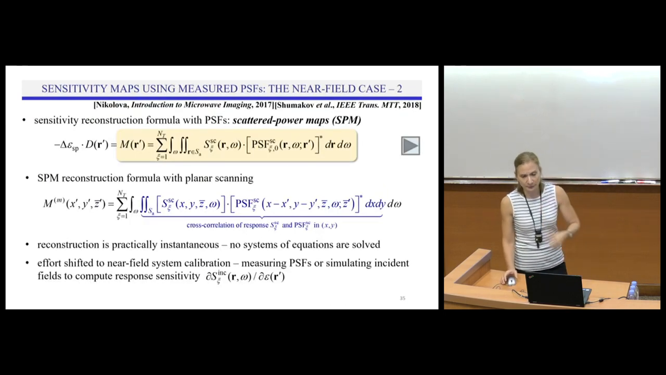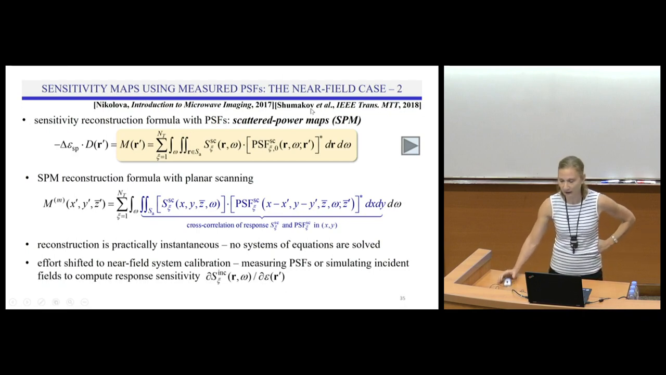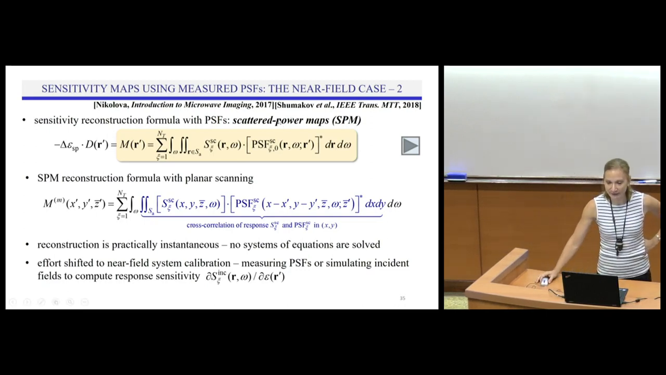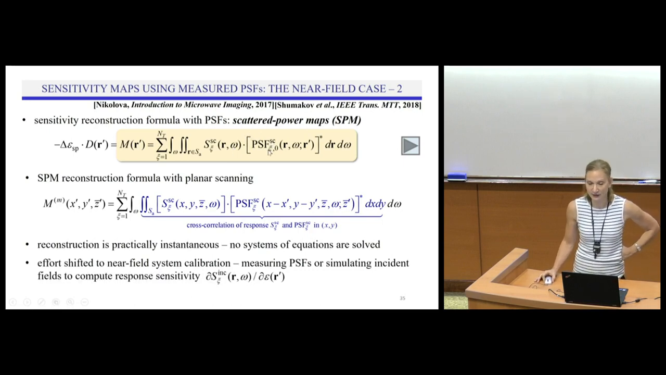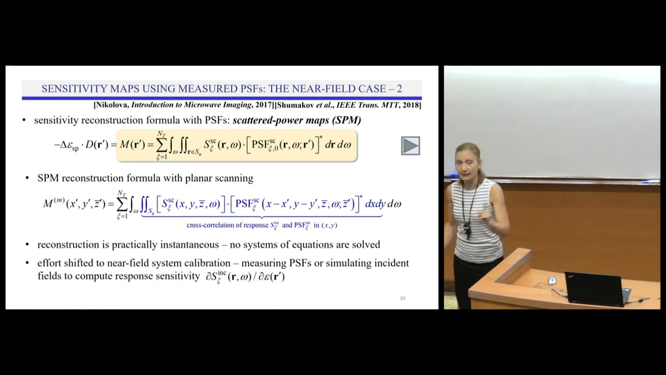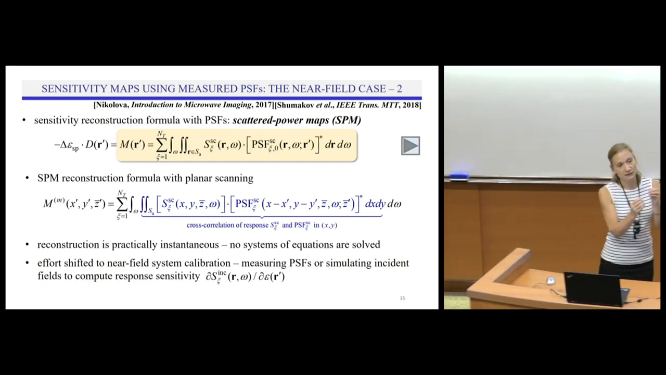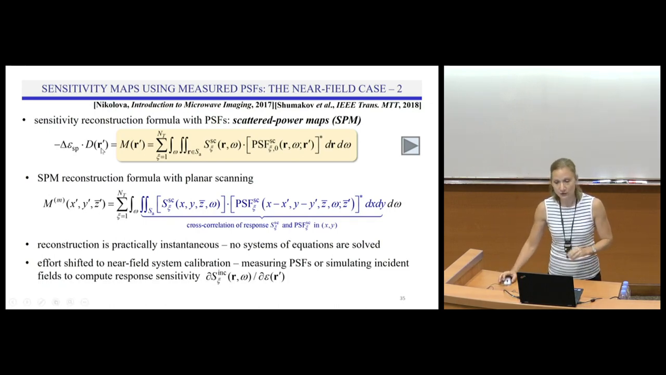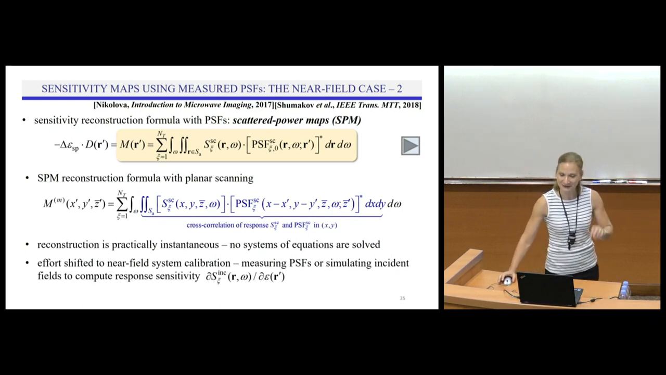So further on, my PhD student, Denis Shumakov, he graduated. Now he's working for the Government of Canada on metrology and standards. So with him, we proceeded to change this situation and replace the Jacobian, computed Jacobian, with the measured PSF. And Denis called the resulting map a scattered power map. The name is fitting, because indeed, this result is a dot product of two scattering parameters. And if you know microwave engineering, that is proportional to the scattered power emanating at your scattering center R prime. So the scattered power map method is properly named.